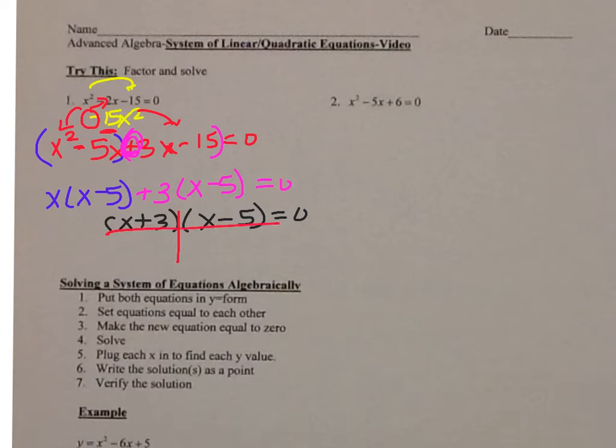T-chart, set each one equal to 0. x plus 3 equals 0, minus 3, x equals negative 3. x minus 5 equals 0, add 5, x equals 5. All right, let's take a look at number 2.